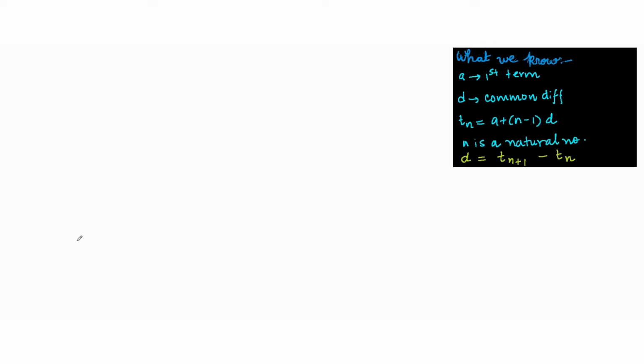So let us now solve a few questions based on these ideas. The first question is as follows. Show that the nth odd natural number is given by 2n minus 1. That is, we have to show that the nth term, so let us write the odd natural numbers.